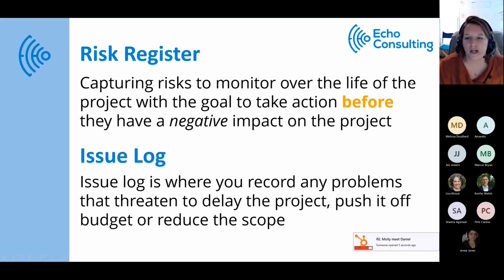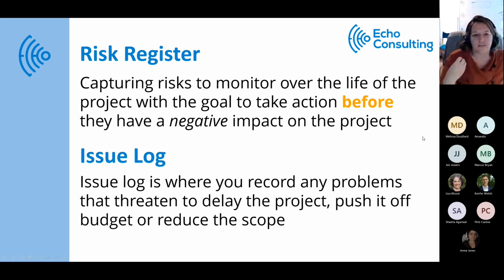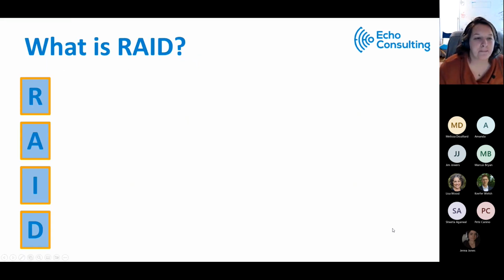Again, a more traditional project management approach includes a risk register as well as an issue log. These are two different deliverables that project managers oftentimes use to capture all of the risks as well as all of the issues. Risks being something before they happen, issues being something that is currently actively happening. And issues most typically are described as problems that are going to potentially delay the project, mess up the budget, reduce scope, etc.